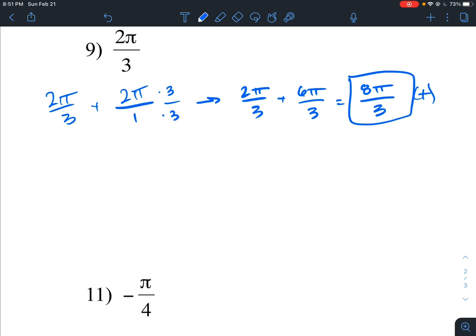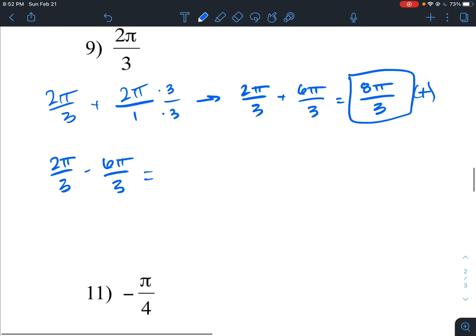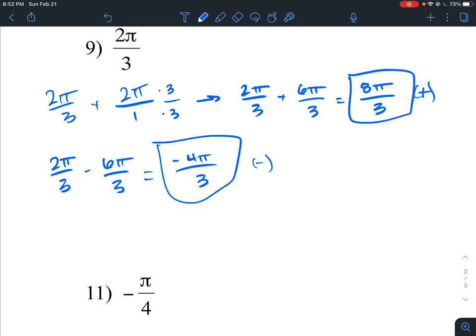Now I want to find a negative. So I'll take 2 pi over 3, and this time I'm going to subtract 2 pi. Now, to avoid making this step again, which I don't need to because I already know that I can use this same value, 6 pi over 3, because 6 pi over 3 is 2 pi. So I'm going to subtract 6 pi over 3, save myself some time and cut out that step right there, because I don't need to do it again. And now I have 2 pi minus 6 pi, which is negative 4 pi divided by 3. And so here I have a negative coterminal angle.